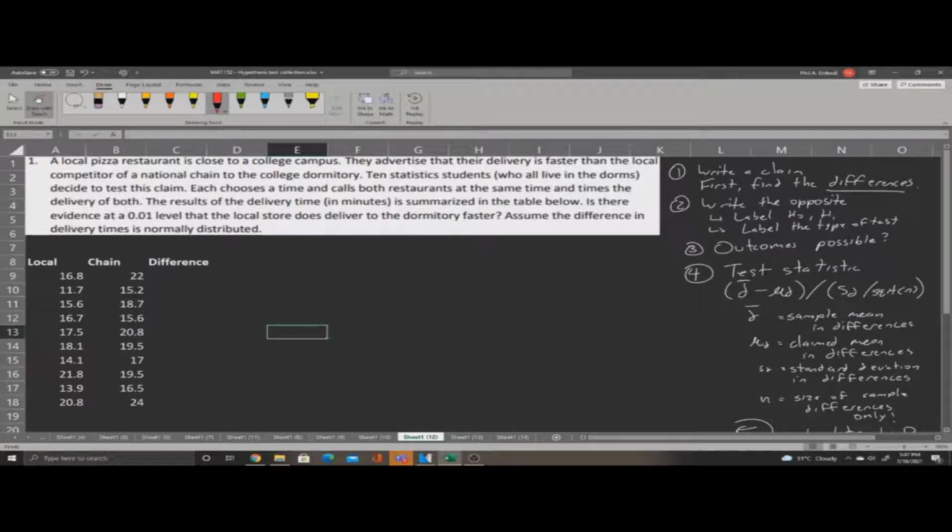Now let's try to write a claim for this. The wording of the question doesn't make the claim entirely clear. However, we can say that our difference will be the local minus the chain. Now, if it's true that the local is faster than the chain, then this should be negative because supposedly, according to the claim, we're taking a small number minus a big number. So I'll write that down. If the claim is true, the difference is negative.